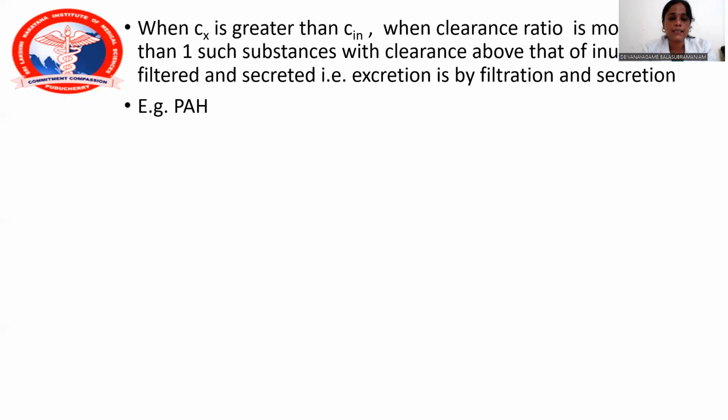And when Cx, the clearance of the unknown substance, is greater than C inulin, that is when the clearance ratio is more than 1, substances with clearance above that of inulin are filtered as well as secreted. That is, excretion is by filtration and secretion. An example is PAH. So we can compare the clearance of inulin with the unknown substance, and thereby we can find out how it is transported.